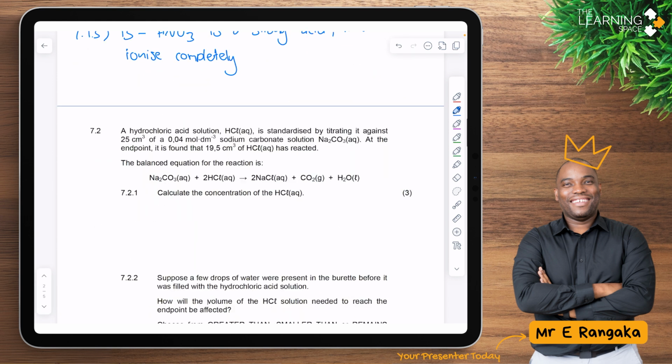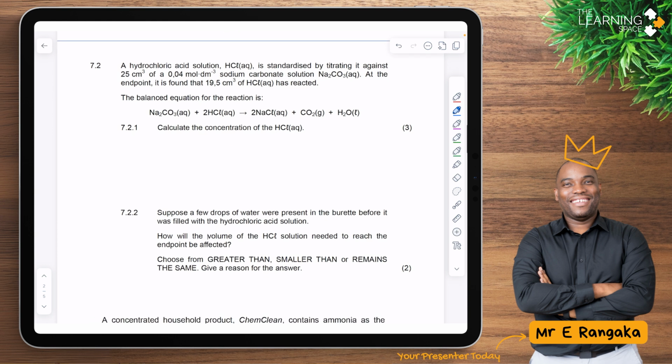7.2 will be as follows. It says there, a hydrochloric acid solution, HCl, is standardized by titrating it against 25 cubic centimeters of a 0.04 mole per decimeter cubed sodium carbonate solution, Na2CO3. At the endpoint, it's found that 19.5 cubic centimeters of HCl has reacted. The balanced equation for the reaction is as follows, and we're given there sodium carbonate plus hydrochloric acid, giving us sodium chloride plus carbon dioxide plus water. Calculate the concentration of the HCl.